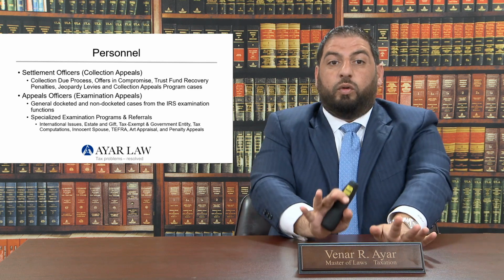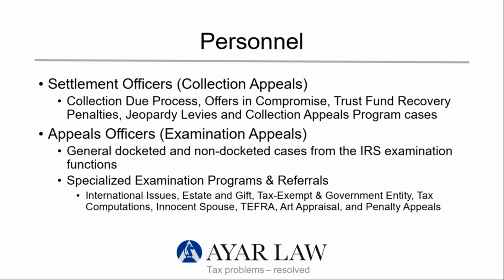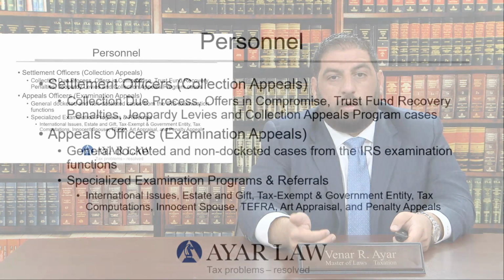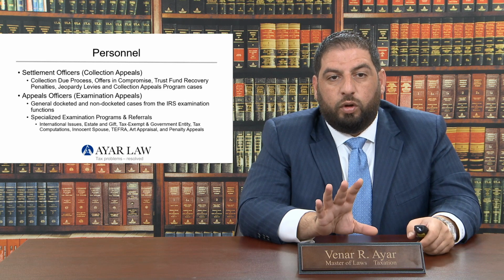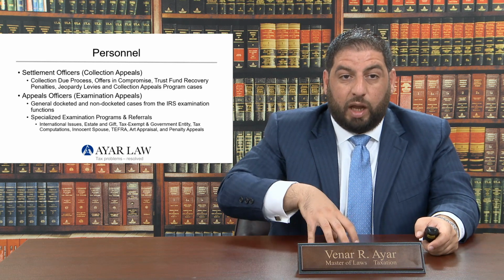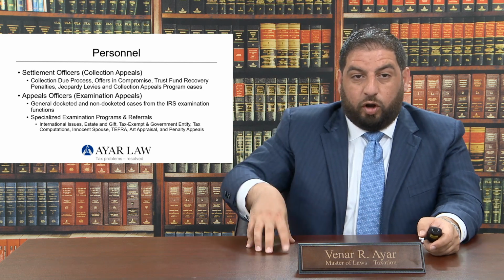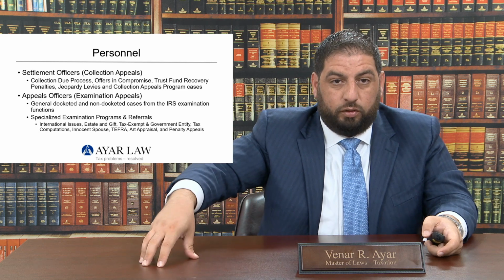So I digress though. Moving on with how appeals is organized, there are different personnel at appeals. You're either dealing with a settlement officer or an appeals officer. A settlement officer is not to be confused with the collections department. There are tax settlement officers, offer examiners who examine offers in compromise. This is what's called a settlement officer. It's an appeals personnel who handles collection appeals.